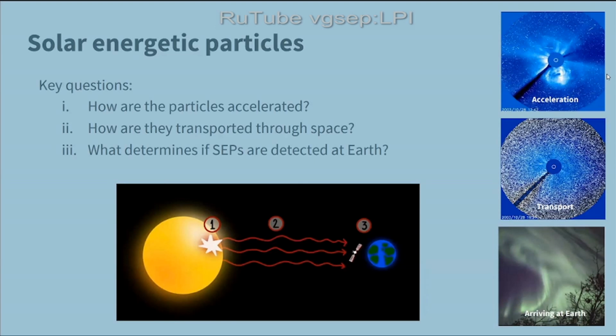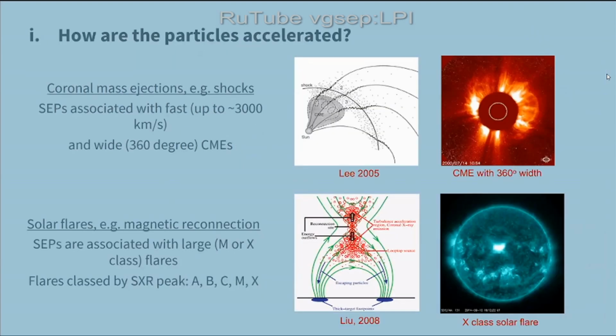So I've tried to group the outstanding questions and the main fields of research in this area into three categories. So first we have, how are the particles accelerated? You know, where do they come from? Where are their source regions? Secondly, how are they transported through space? And thirdly, what determines if an SEP event actually occurs at Earth? So I'm going to briefly go through each of those questions.